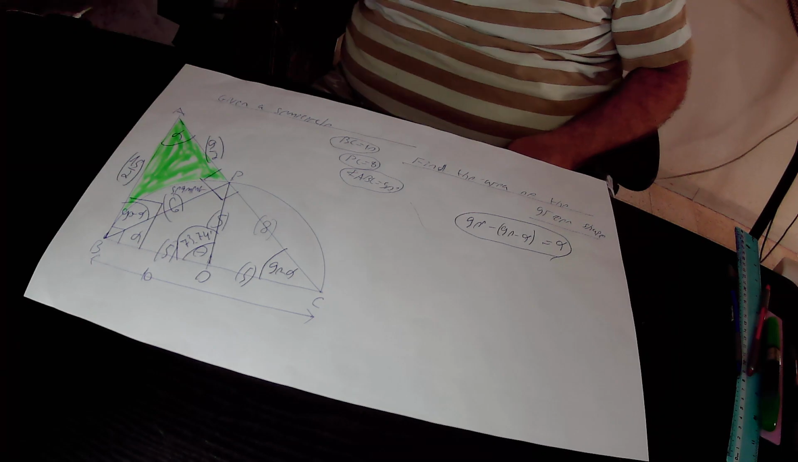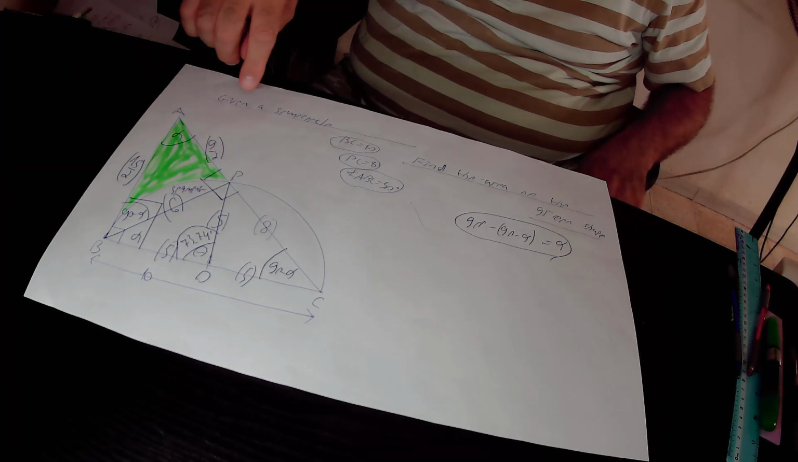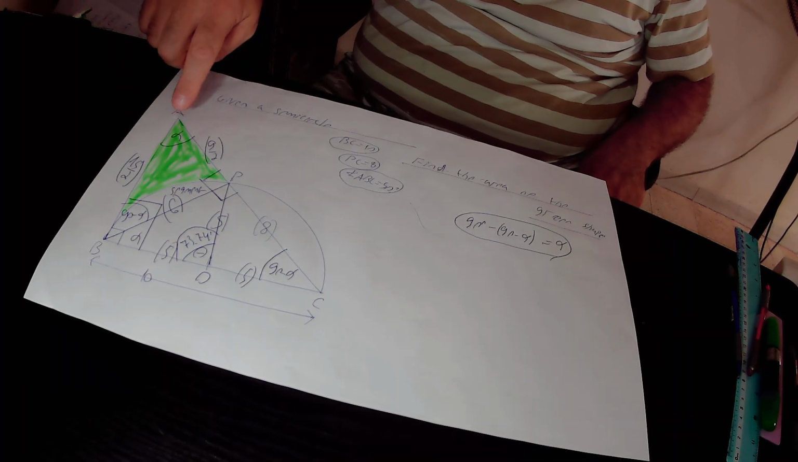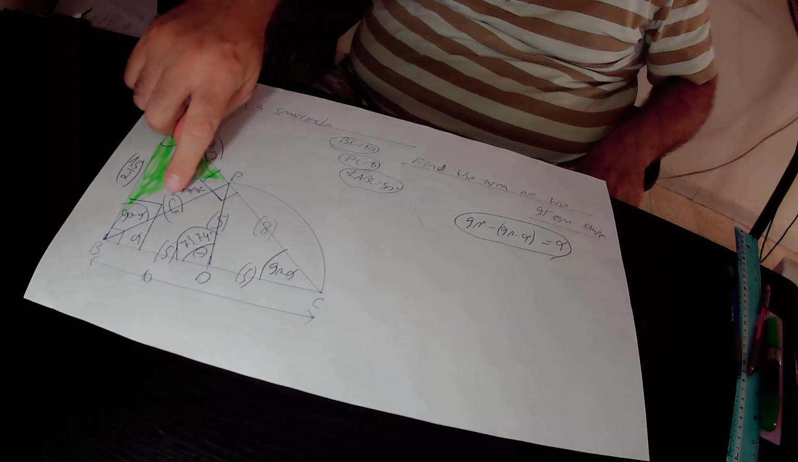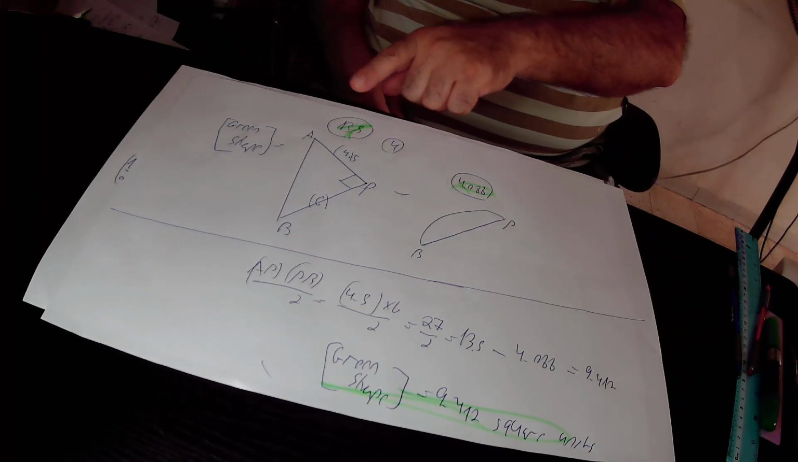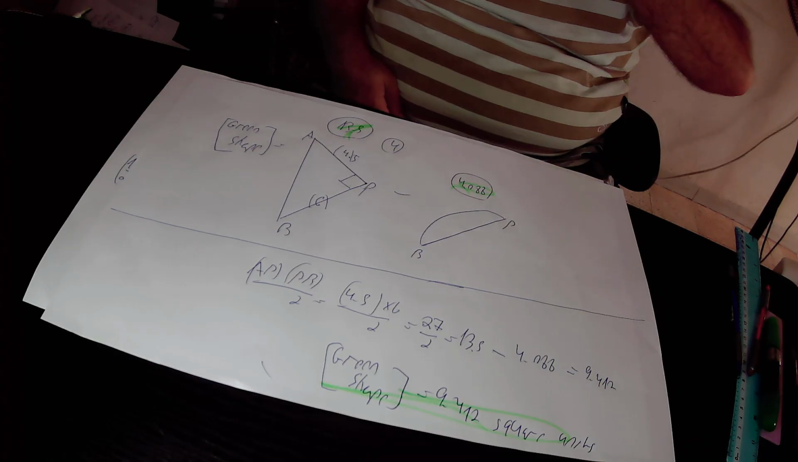Our task is to find the area of this green shape. From the drawing, it is very easy to see that the area of this green shape equals the area of the right triangle APB minus the area of this segment BP. Again, the area of this green shape equals the area of the right triangle APB minus the area of this segment BP.